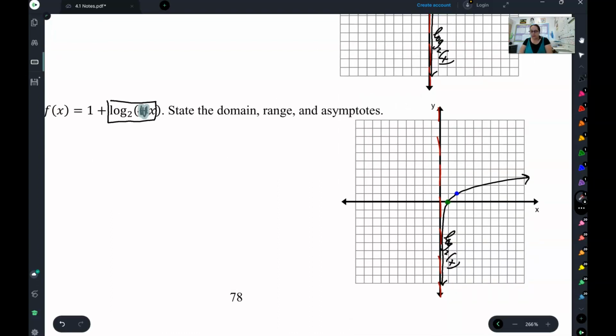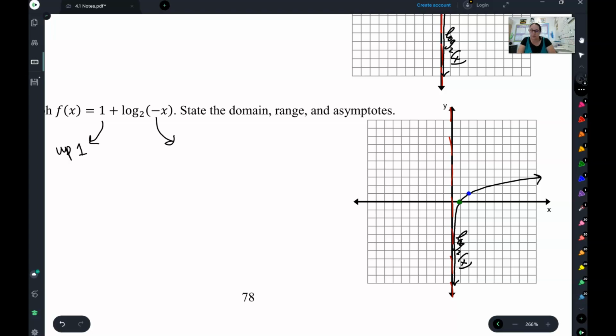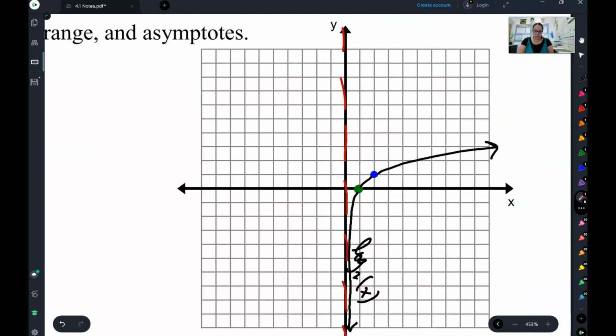Now, what I would like to do is graph this final example 8 together. So let's look at our transformations. I have this 1, and I have this negative. A 1 on the outside is going to move up 1. A negative on the inside is a reflection side to side. So I'm going to take all these points, reflect them first side to side, then move them up 1.